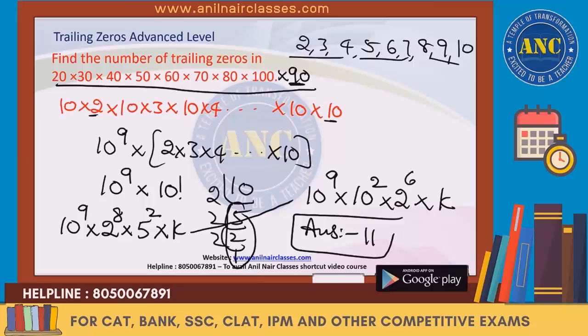Into 90. Please add it. Balaji, yes, 90 is missing. Please add it out. Right? Next one. 10 power 9 into 2 into 3 into 4 till 10. 10 power 9 into 10 factorial. Next one.